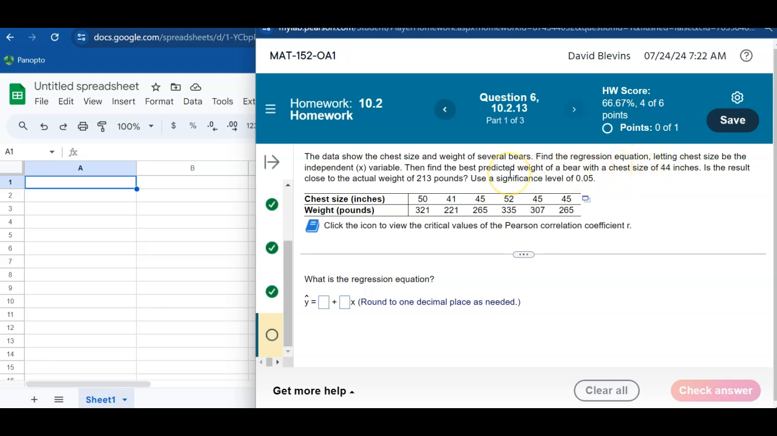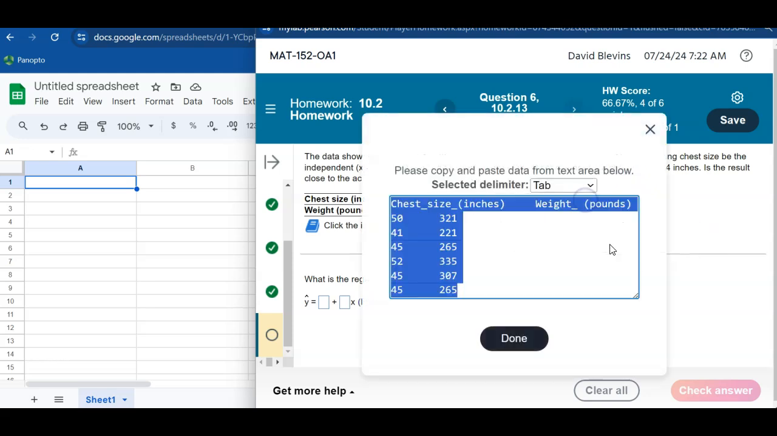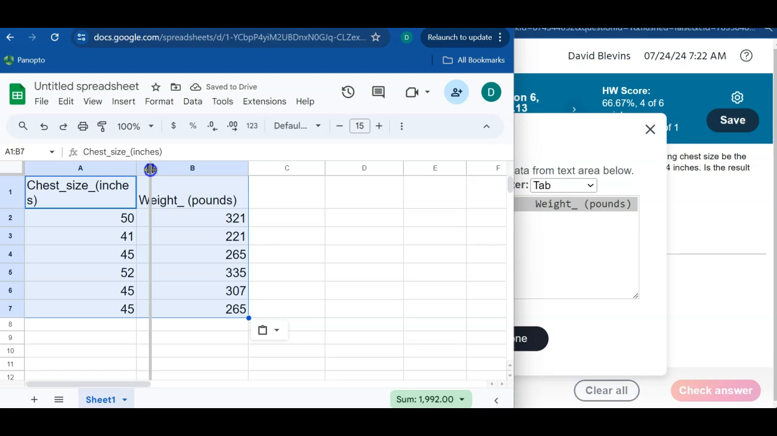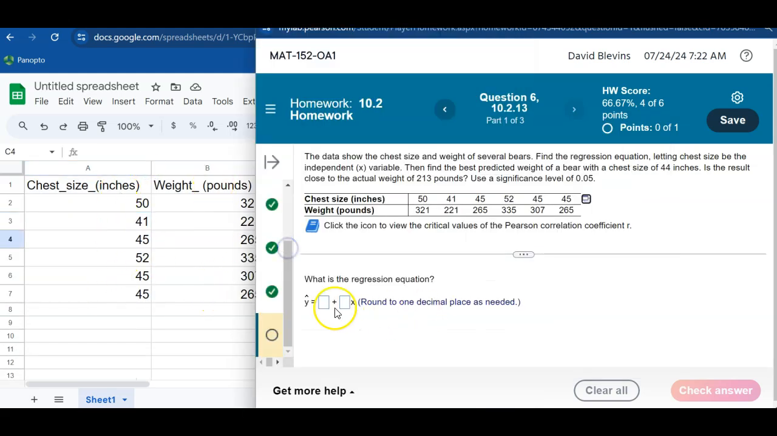If it's outside of that range, we've got to be careful. That's called extrapolation. There's no guarantee that the linear pattern we get is going to continue on. All right, let's click this button, copy this to our clipboard, Control C, and then come over here to column A, Control V. So there is my chest size, my weight.